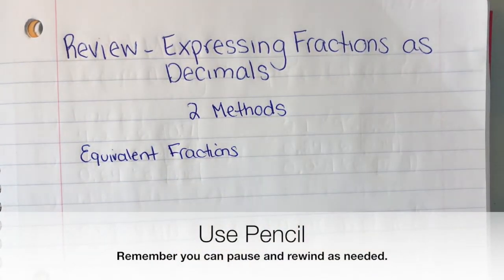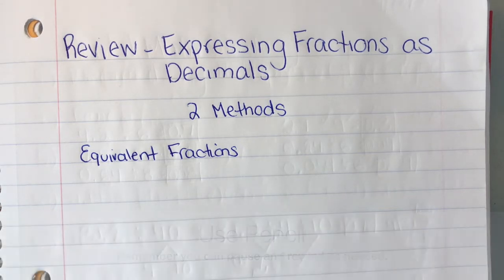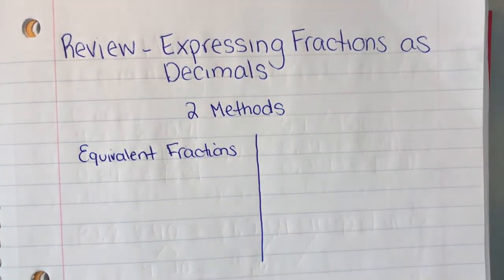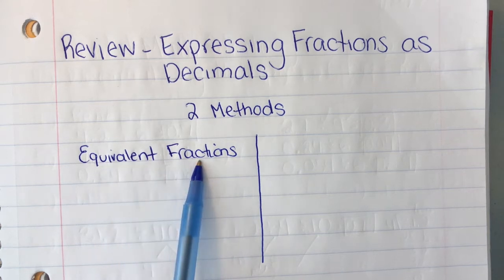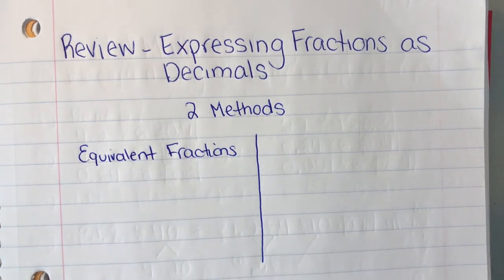And remember, I'm using a pen so that you can see this clearly on video. You should be using a pencil for your math work. So I'm going to put a line right down the middle as we review these two methods. The first method, like I said, is making an equivalent fraction. You can do this when the denominator can be turned into a 10, 100, or 1,000.